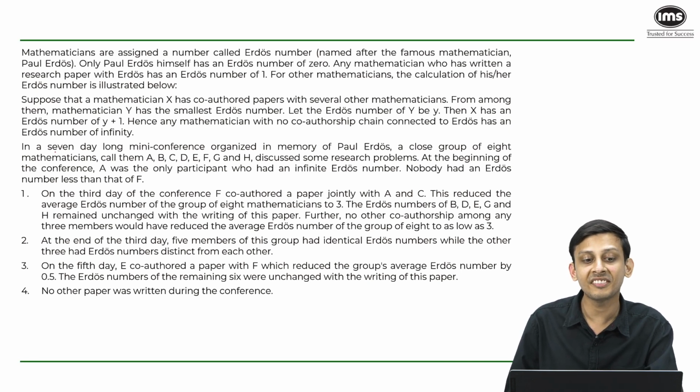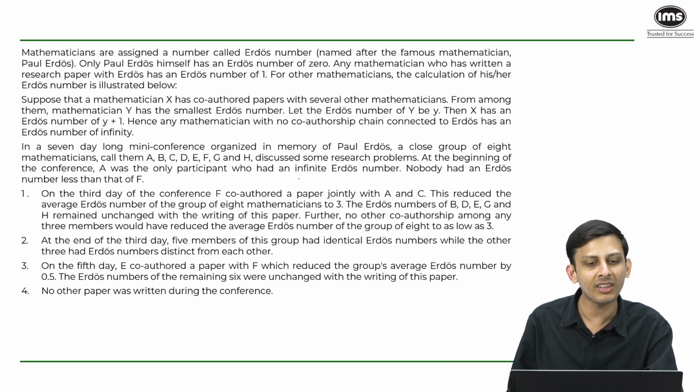Then we have that in a 7-day long mini conference organized in memory of Paul Erdos. So that means that Erdos is no longer with us. He has passed away. So in this conference, a close group of 8 mathematicians, call them A, B, C, D, E, F, G, H, discussed some research problems. At the beginning of the conference, A was the only participant who had an infinite Erdos number. Nobody had an Erdos number less than that of F.